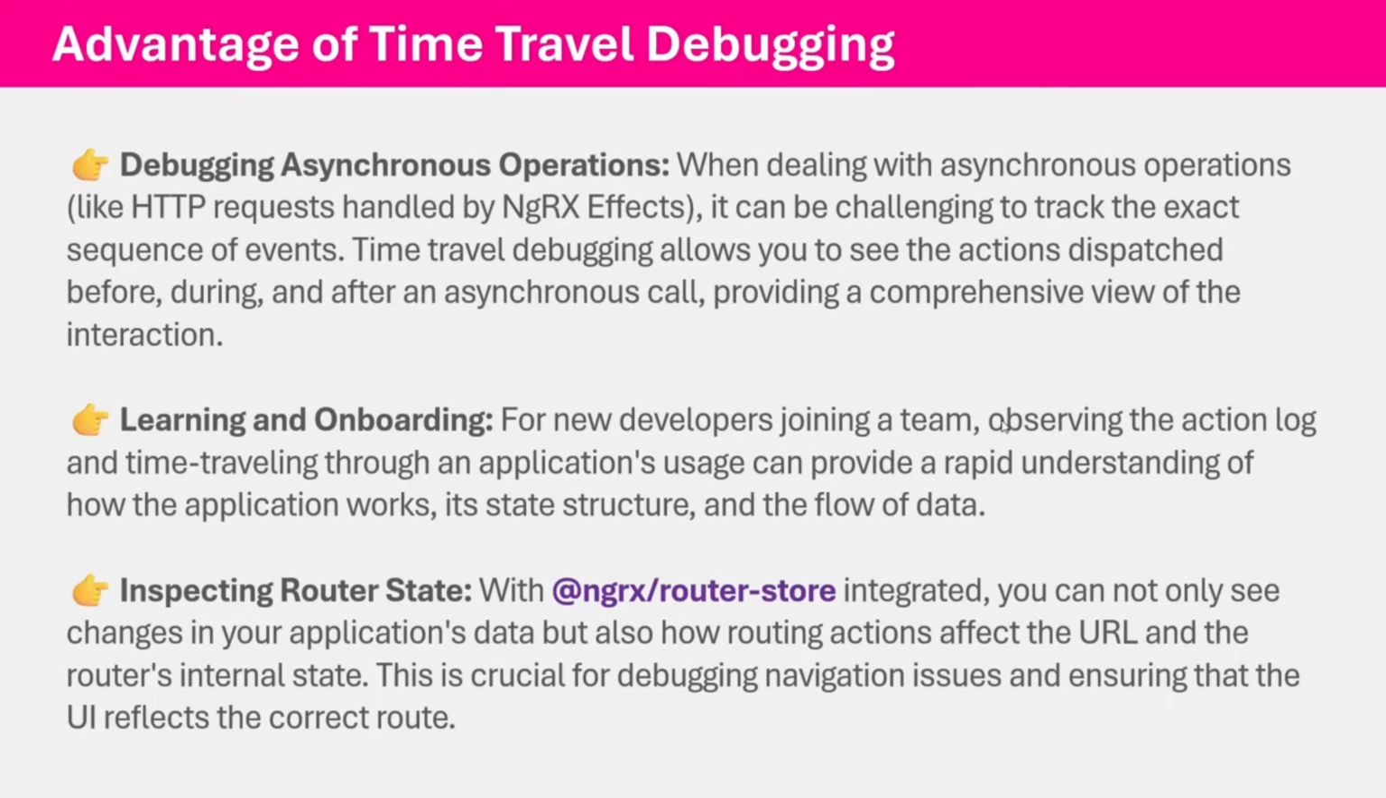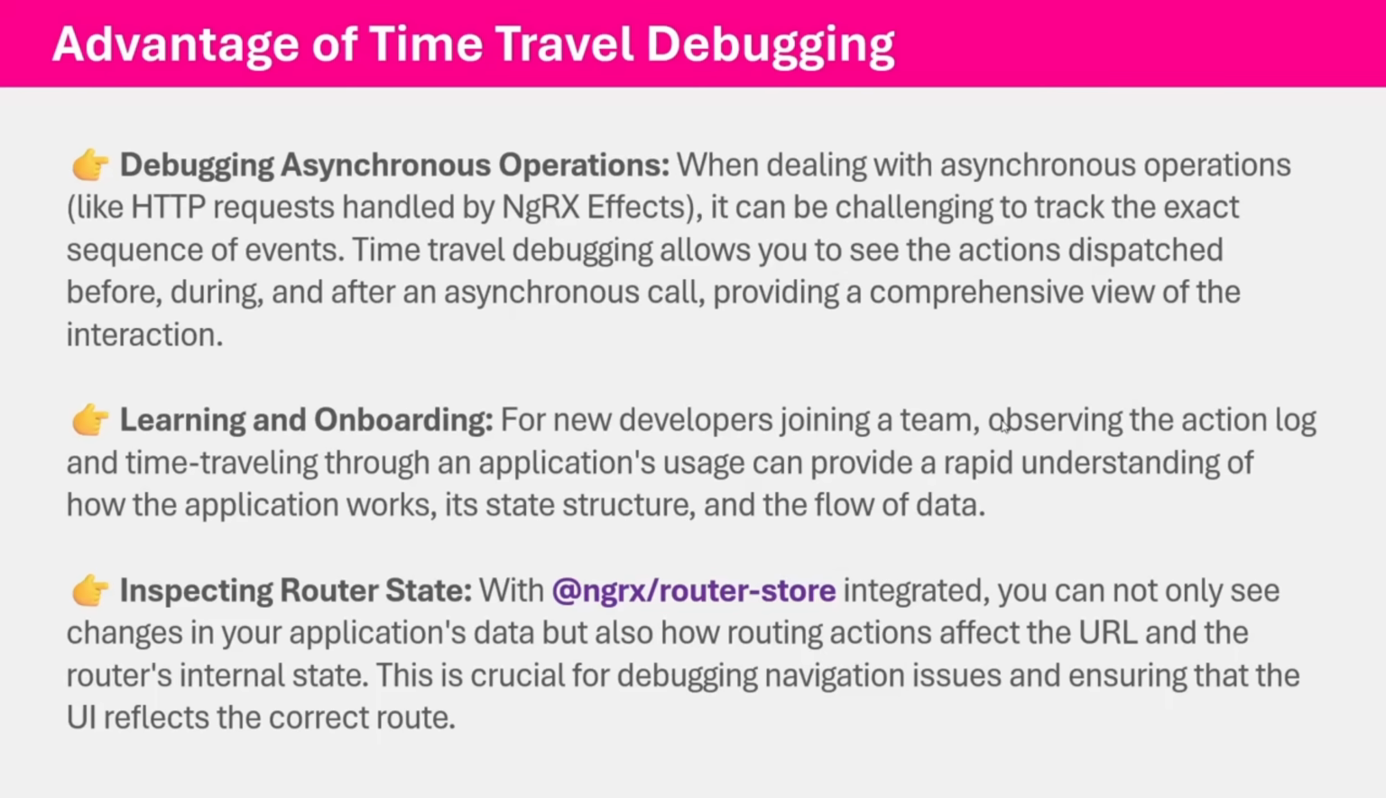When dealing with asynchronous operations also, time travel debugging can be very useful. When we are working with asynchronous operations like HTTP requests, it can be challenging to track the exact sequence of events. But time travel debugging allows you to see the actions dispatched before, during, and after an asynchronous call, providing a comprehensive view of the interaction. And for new developers joining a team, observing the action logs and time traveling through an application's usage can provide a rapid understanding of how the application works, its state structure, and the flow of data.